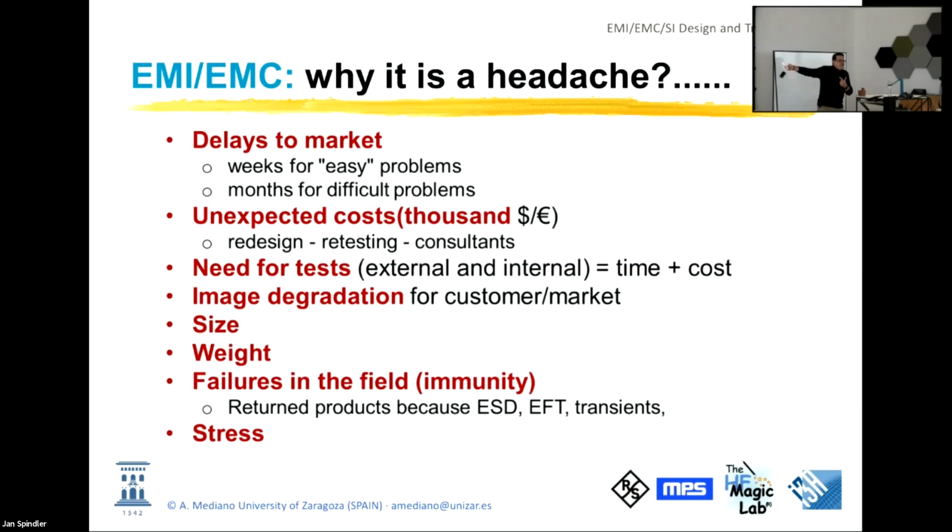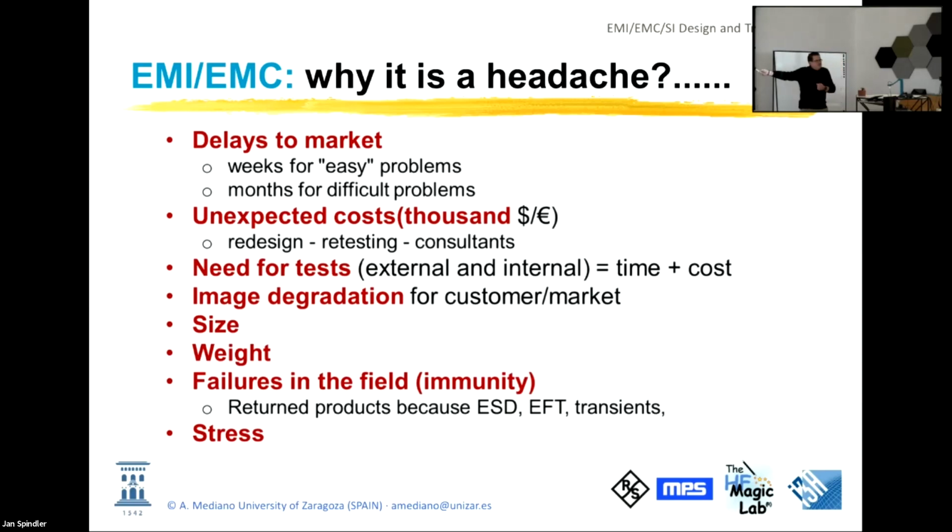Another important thing, image degradation. Your customer is waiting for the product and you have some delay. So you can lose the confidence of your customer in your capabilities. Size and weight. The solution is to introduce this filter, but it's very big. We don't have place for the filter, or it's heavy for the weight we want for the product.